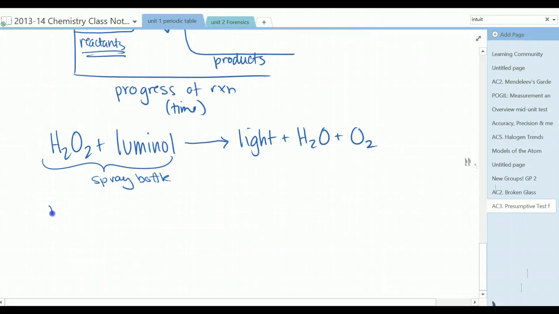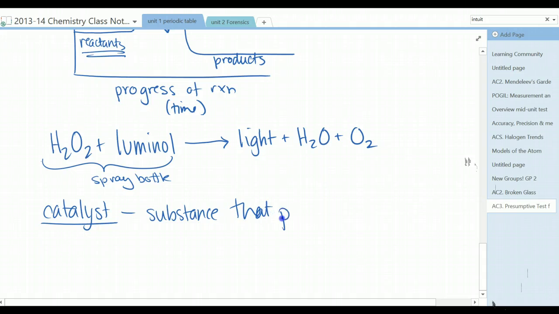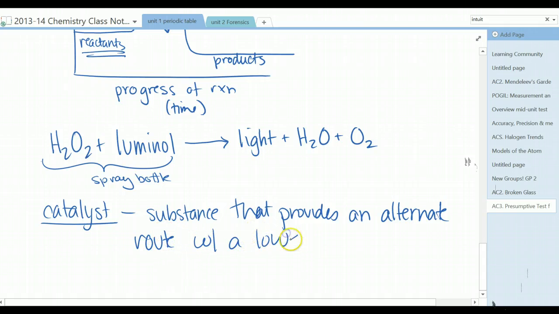So what we do is we add a catalyst. A catalyst is a substance that provides an alternate route with a lower activation energy. So you may have heard it said that the catalyst lowers the activation energy. Well, that's not exactly true, but it does provide an alternate route.